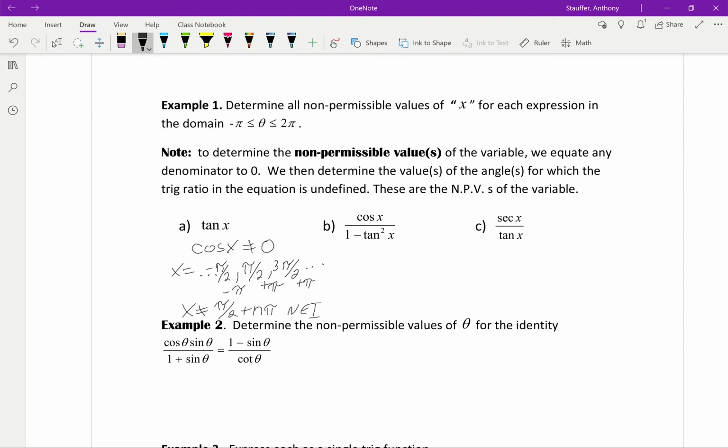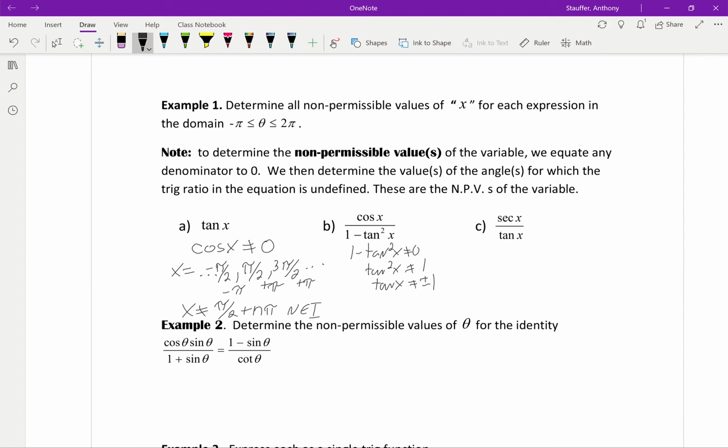For my next one, we have cos x all over 1 minus tan squared x. So in this case, it all comes down to the denominator. The denominator cannot be 0. So I go 1 minus tan squared x, and we say that can't be 0. So tan squared x cannot be equal to 1. Or tan x cannot be equal to plus or minus 1. So we check out all the cases where tan x cannot be equal to plus or minus 1.